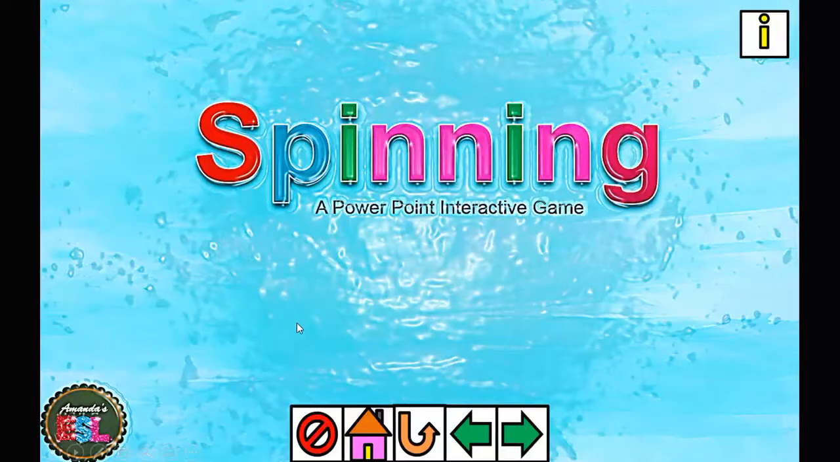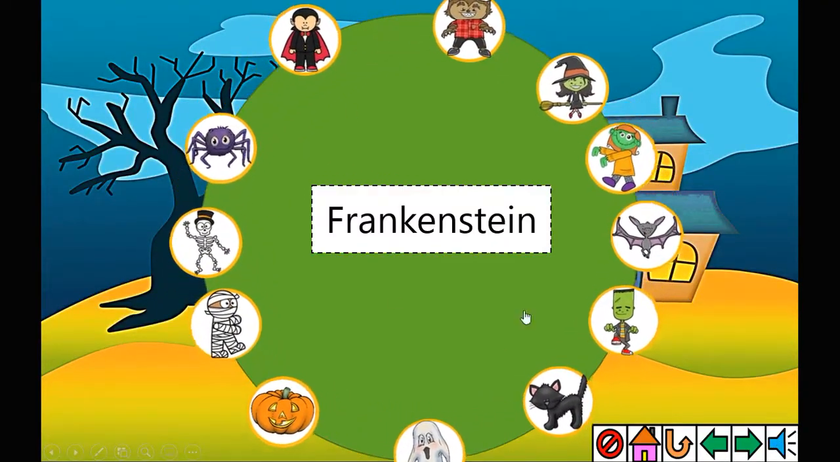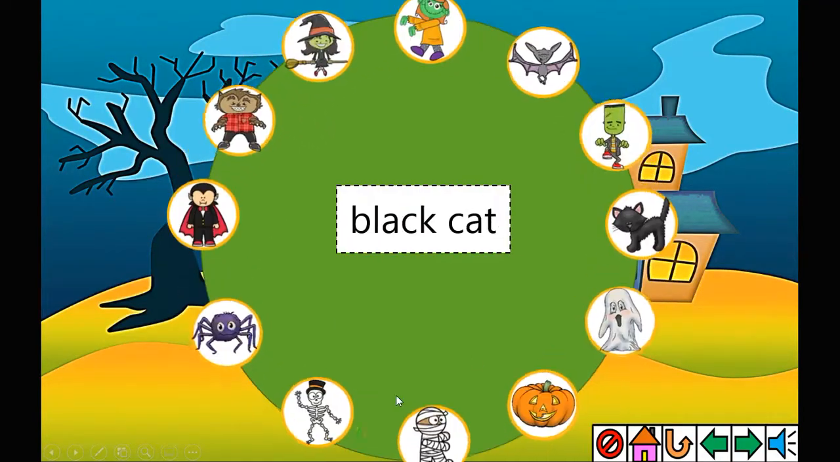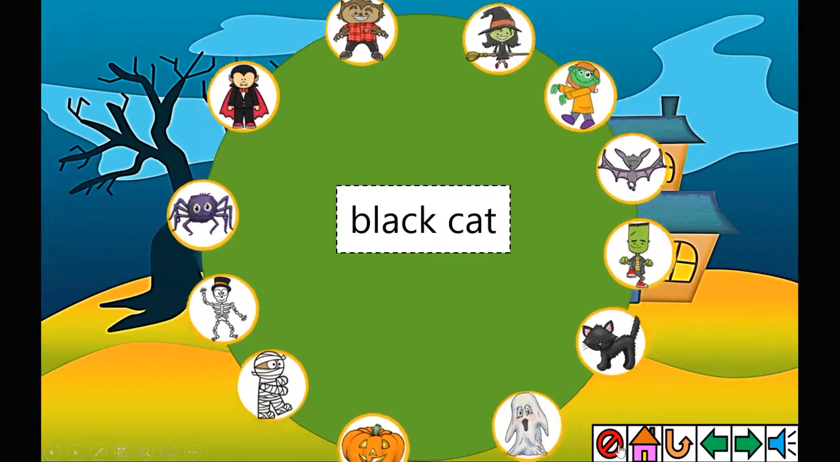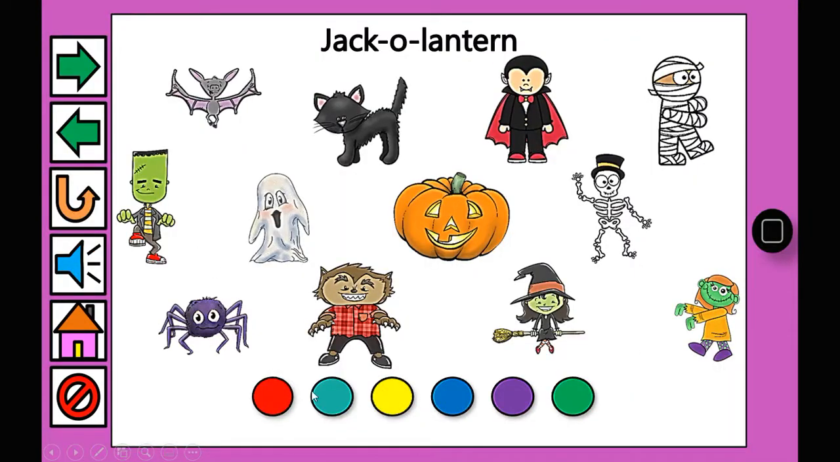And then there's the spinning game, which is the same idea, except this time they spin. And then when I hit the right one, it goes to the next slide. Beat the bomb. Jack-o'-lantern. The object of the game is to touch it before the 10-second timer here runs out. Vampire. Zombie. Zombie. Where is zombie? Bat. Okay.